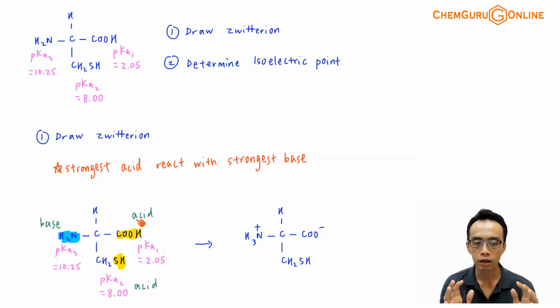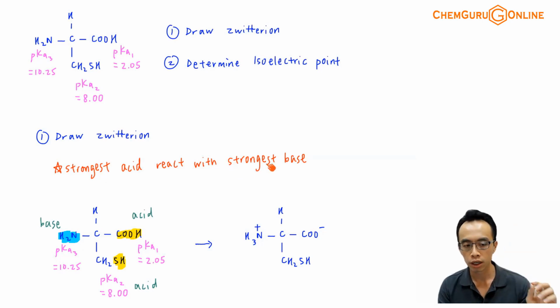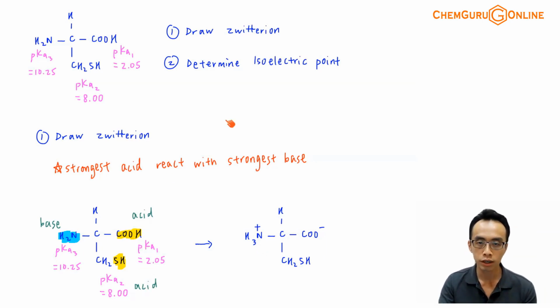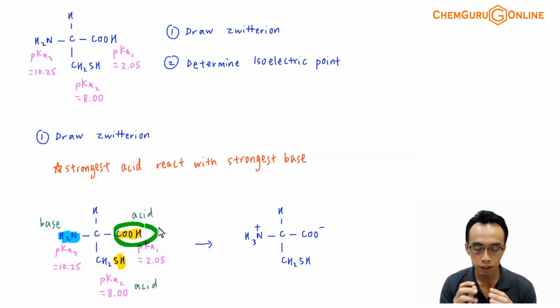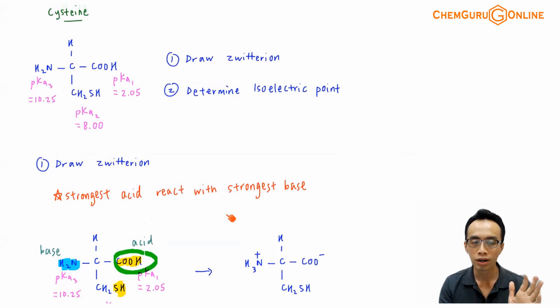So when I have an acid-base reaction to form a Zwitterion, the reaction should be between the strongest acid and the strongest base. So my base, NH2, will take part in the reaction to form NH3+. Between my two acids, who is the stronger acid? My alpha acid is the stronger acid. So I should be converting this COOH to COO-. So my Zwitterion should exist in this form: NH3+, CH, CH2SH. My SH functional group doesn't lose the H+, and COO-. So this is my Zwitterion for cysteine.